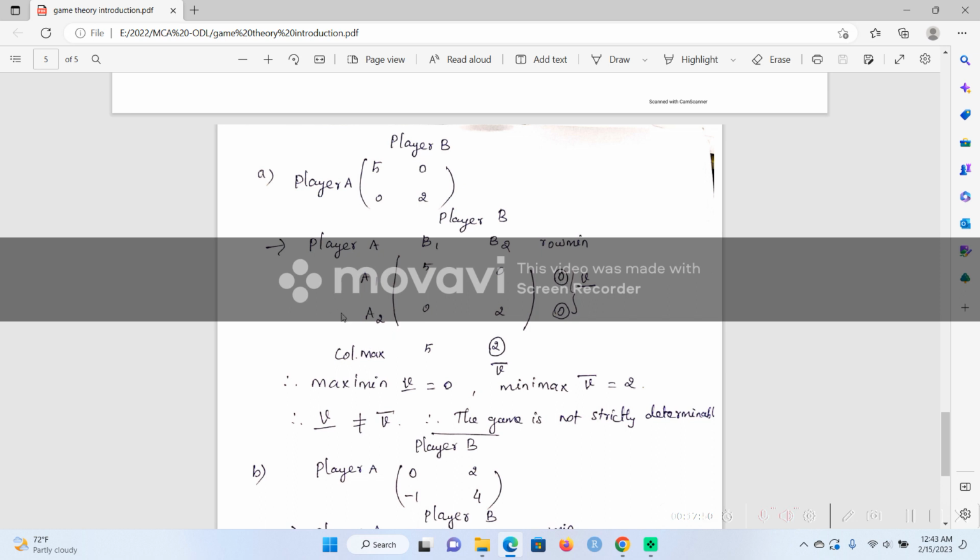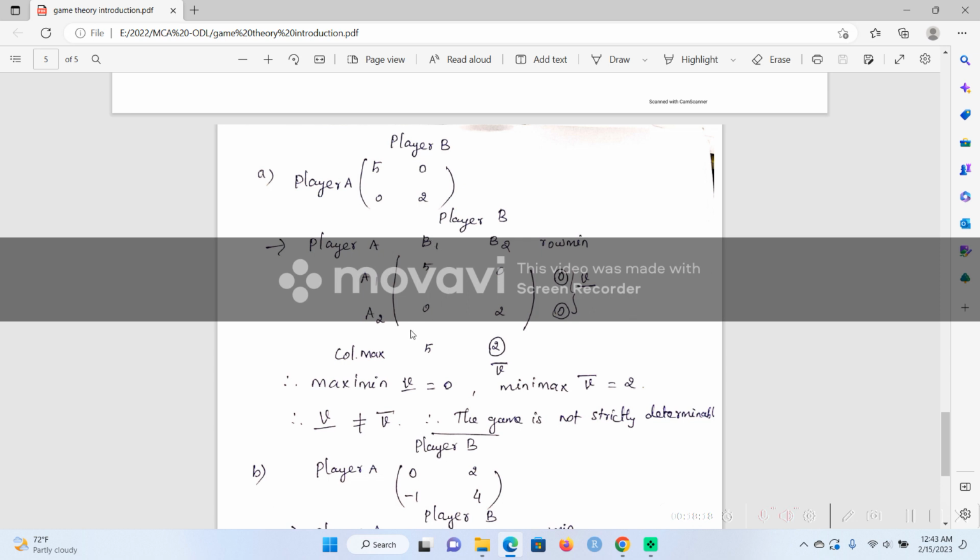Similarly, if A2 is selected by player A, then he is going to receive 0 rupees or 2 rupees. From player B's point of view, he wants to minimize his loss, so he will surely adopt the B1 strategy only. So for this row, the minimum 0 is selected.